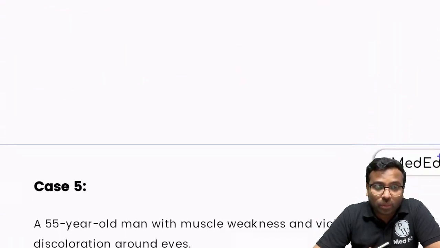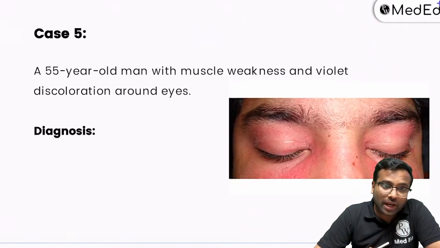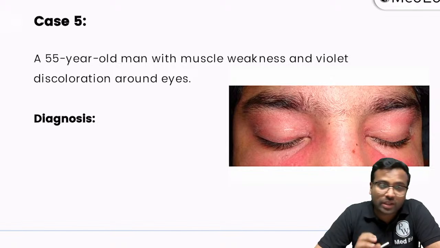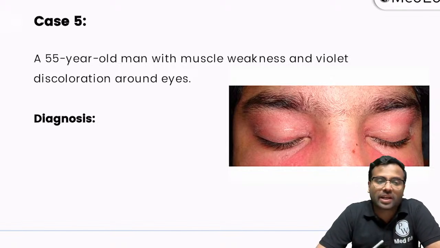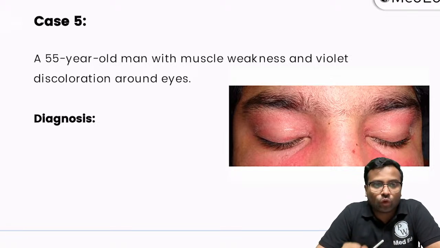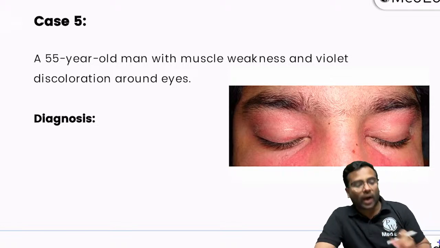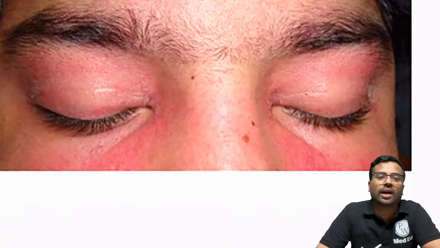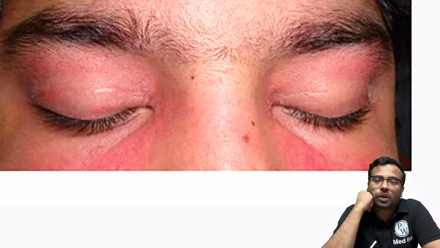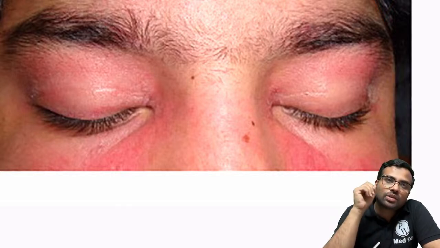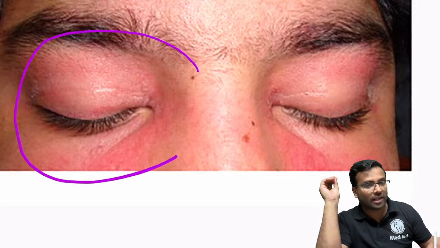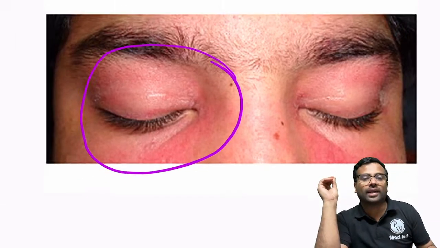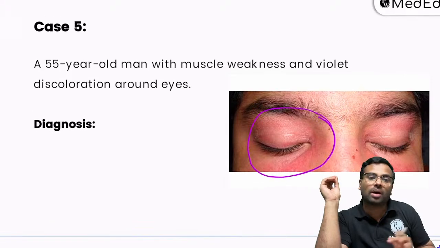Moving to one more case, which can also be related to an autoimmune or connective tissue disorder. Let's see this one if you are able to answer. Excellent, Sanju, you're answering it right. So now let's see this one. A 55-year-old man with muscle weakness and violet discoloration around the eyes. The patient is ending up in a dermatology OPD. We ask the patient to close their eyes, and you can see that there is a violet-colored discoloration, a violet-colored erythema. Purple erythema can be seen.